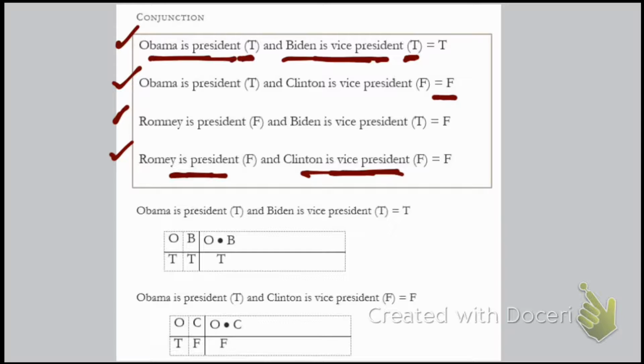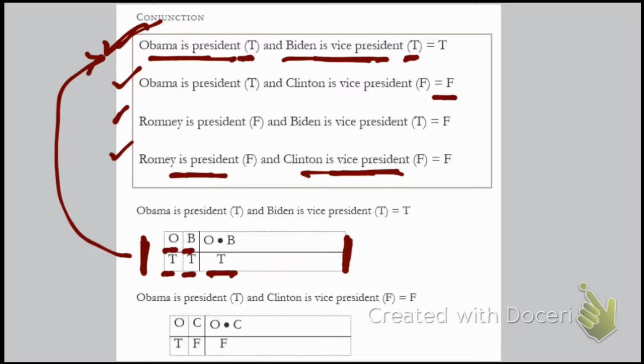So the first claim, Obama is president and Biden is vice president. We could represent that like this. Let's allow O to stand for Obama is president, and let's let B stand for Biden is vice president. And currently, the claim Obama is president is true, and the claim Biden is vice president is true. And what happens when both parts are true? Well, that whole claim, Obama is president and Biden is vice president, is true. So in this truth table down here, this partial truth table, we've captured what was claimed in our first sentence, that Obama is president and Biden is vice president, but we've captured it in a more truncated, symbolized way.